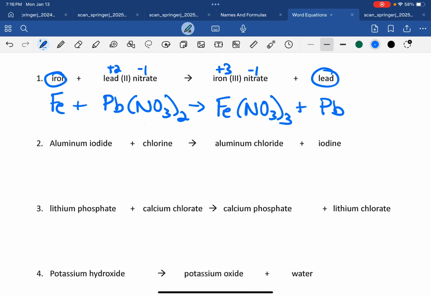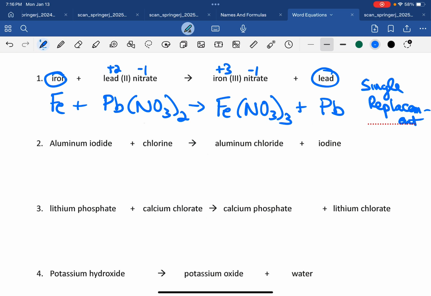It is not balanced. We are not balancing. We will do that at a later date, in a later video, perhaps. All right, so the next one. Oh, by the way, this was a single replacement reaction. This next one, number 2, is also single replacement, but it's a halogen replacement rather than a metal replacement.